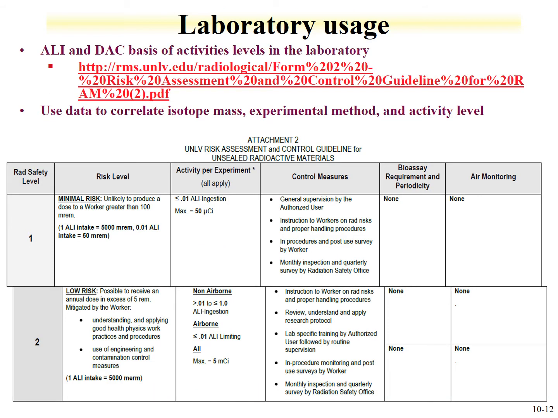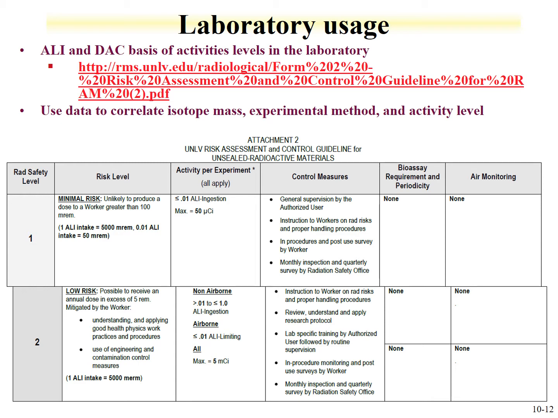The information that we just discussed on ALIs and DACs, the annual limit of intake and derived air concentrations, are the basis for activity levels in radiochemistry laboratories. I'm going to provide an example for the radiochemistry laboratory at the University of Nevada, Las Vegas, where the activity levels for certain isotopes are provided, and these activity levels are based upon the annual limit of intake and derived air concentrations. This information is used to describe a rad safety level for experiments.